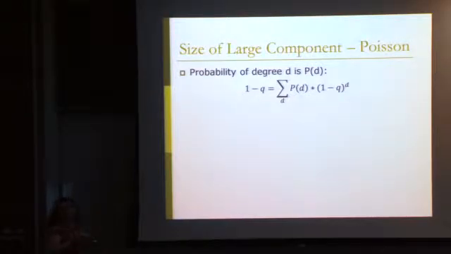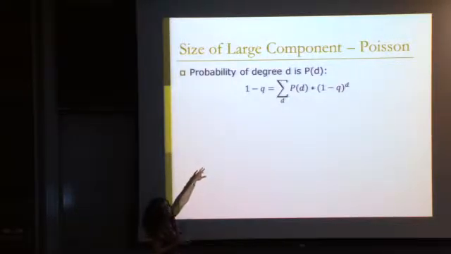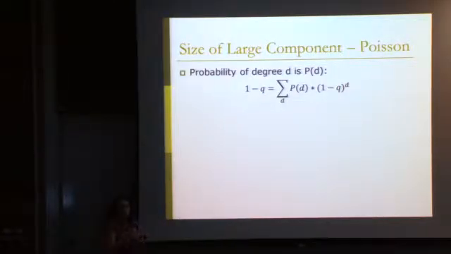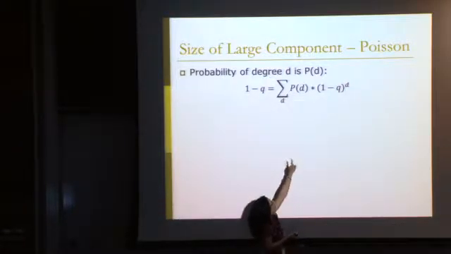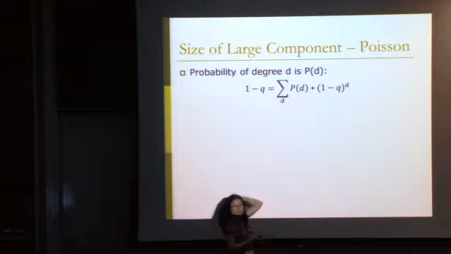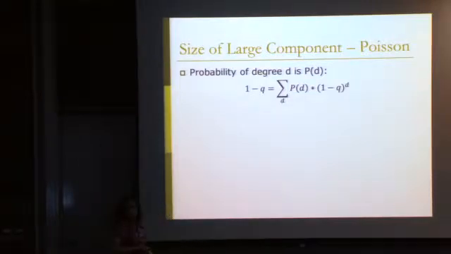Overall, if we have a degree distribution p of d, the probability of not being in the large component is the probability that you're of degree d and not in the large component, summed over all the degrees. So we're just contemplating one individual and seeing the probability that they are not in the large component. Well, it depends on their degree. The probability of being of each degree is p of d, and the probability conditional on that of not being in the large component is 1 minus q to the d. Okay?